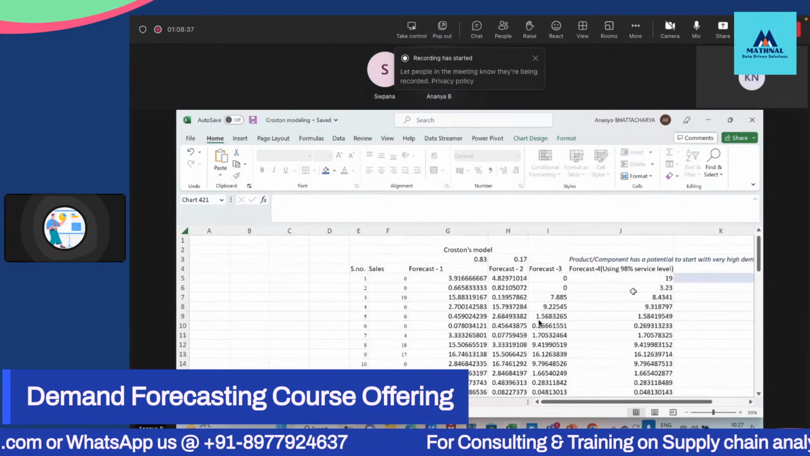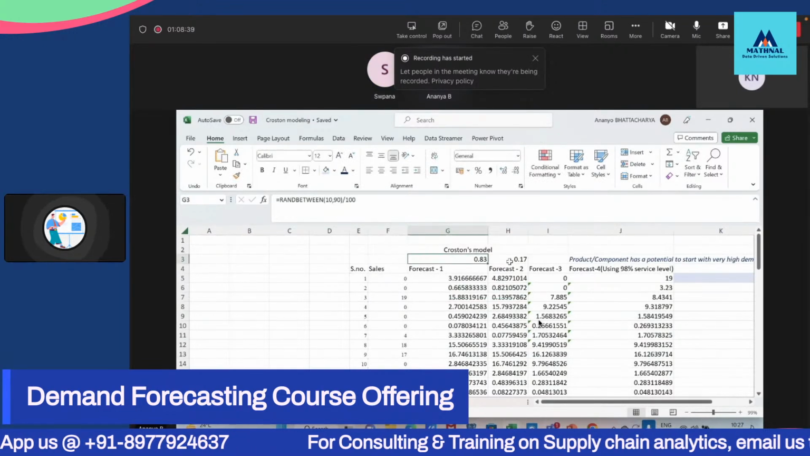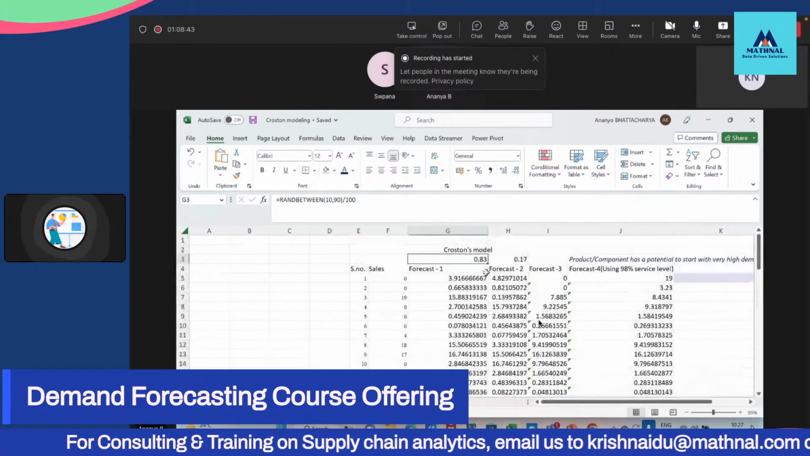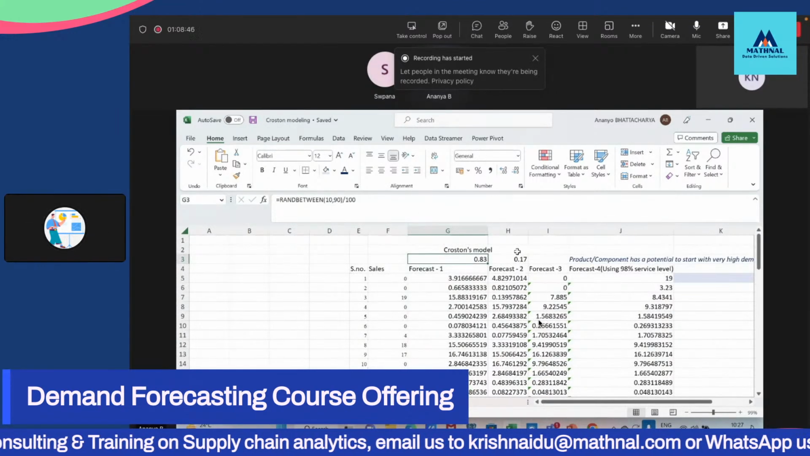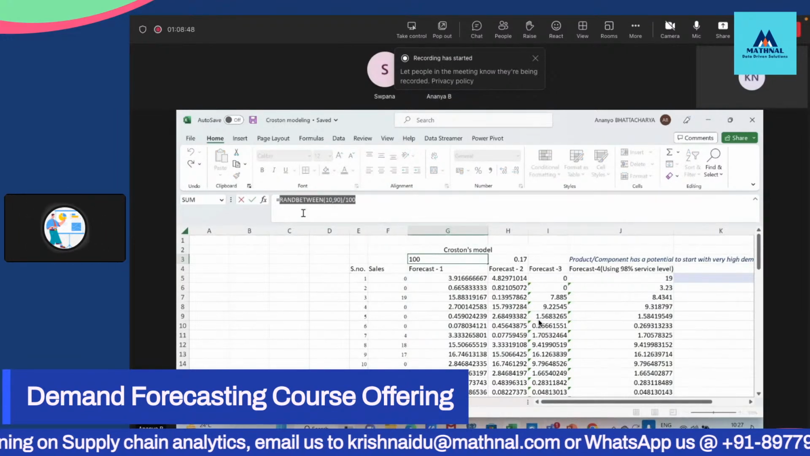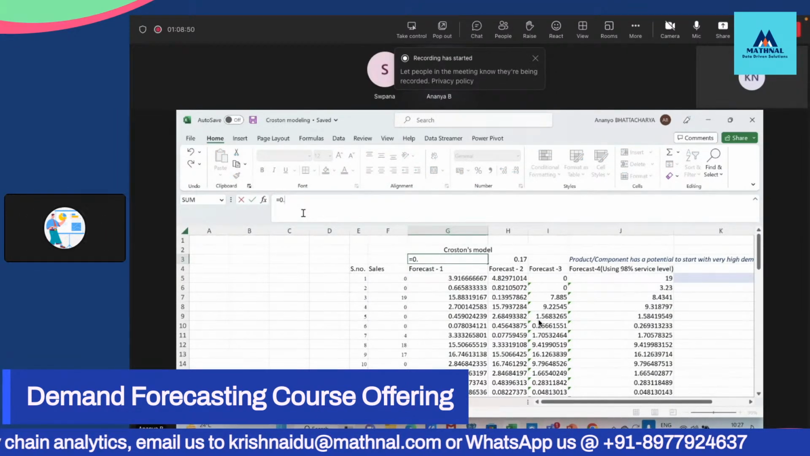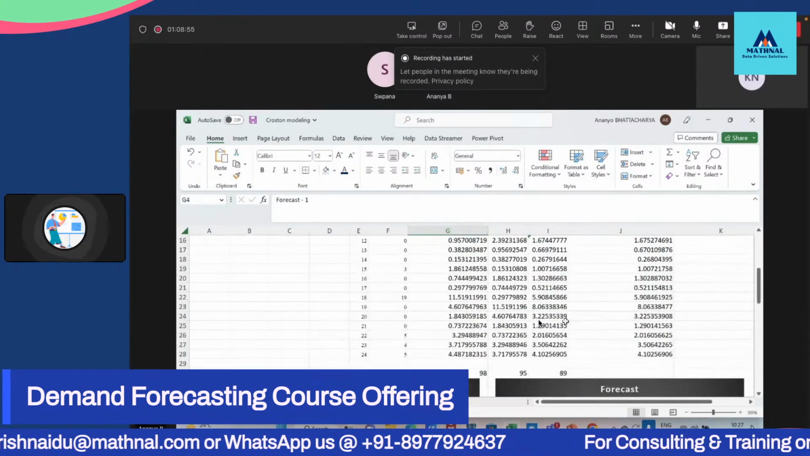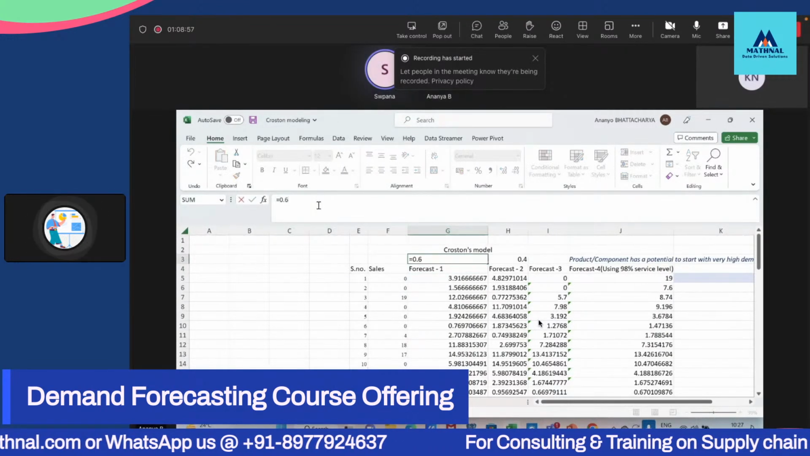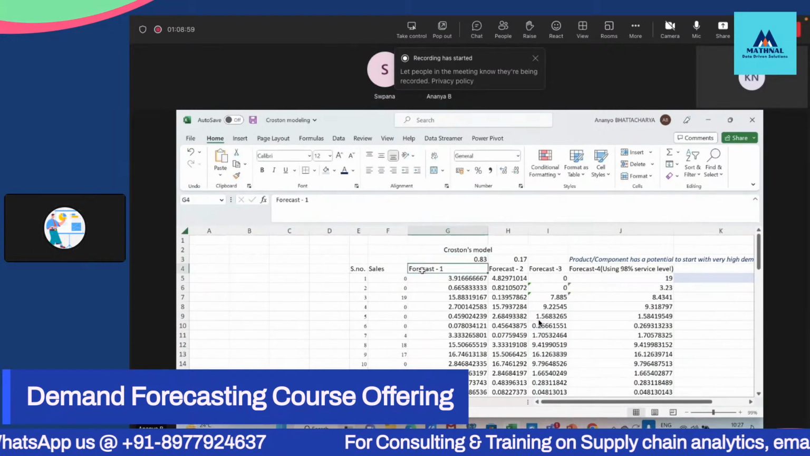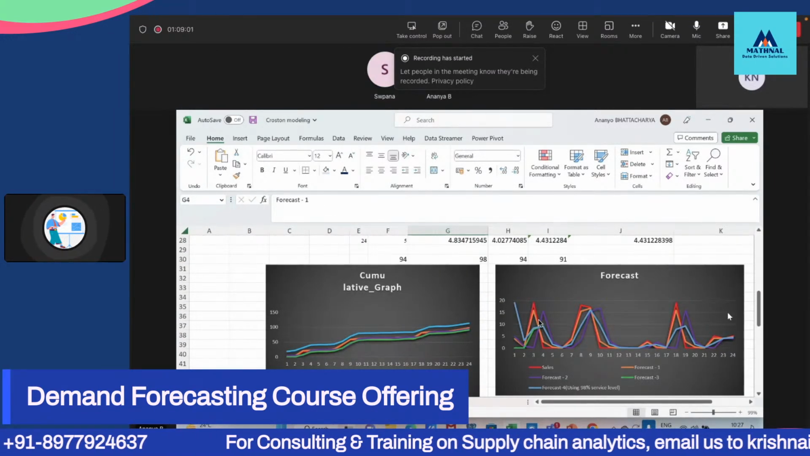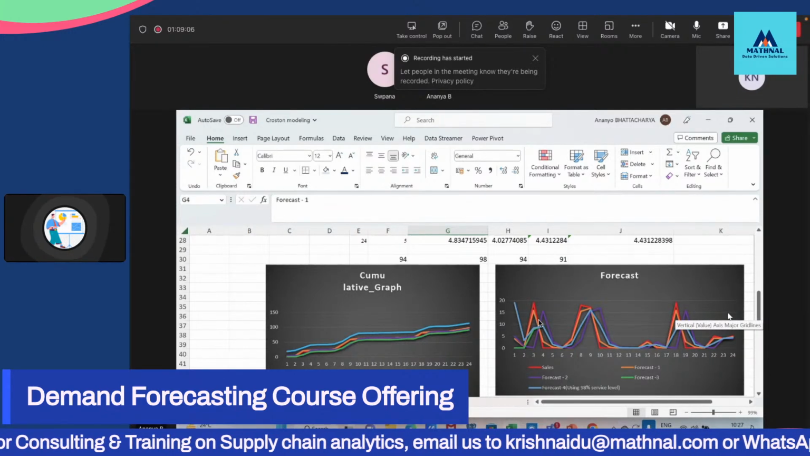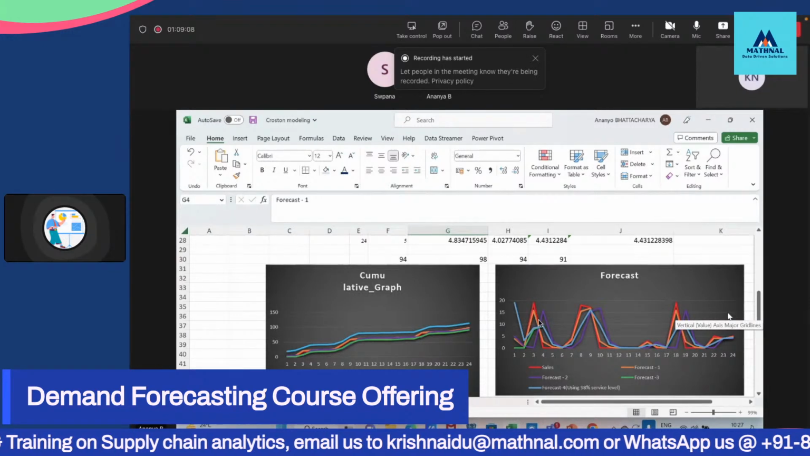Yes, so the value of alpha changed. Okay, let's keep the alpha. Let's freeze the alpha. I think it's a good alpha, right? Let's freeze it. All right, so 0.83. It was 0.83. Okay. Now let's go there. By changing the alpha, what we are seeing here is a very close map between all the forecast values.